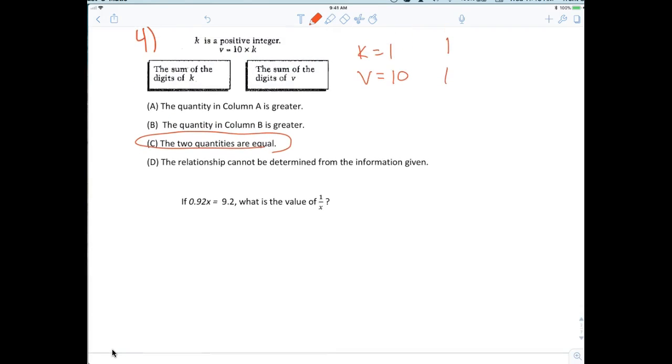For example, if I said to you 153 was K, what's the sum of those digits? 9. Does everybody agree? The sum of the digits is 9. Now, V, you multiply by 10. So that's going to be 1530. When you add the digits, does anything change? No, it doesn't. 1 plus 5 plus 3 plus 0, the sum is still 9. That's why the answer is C.